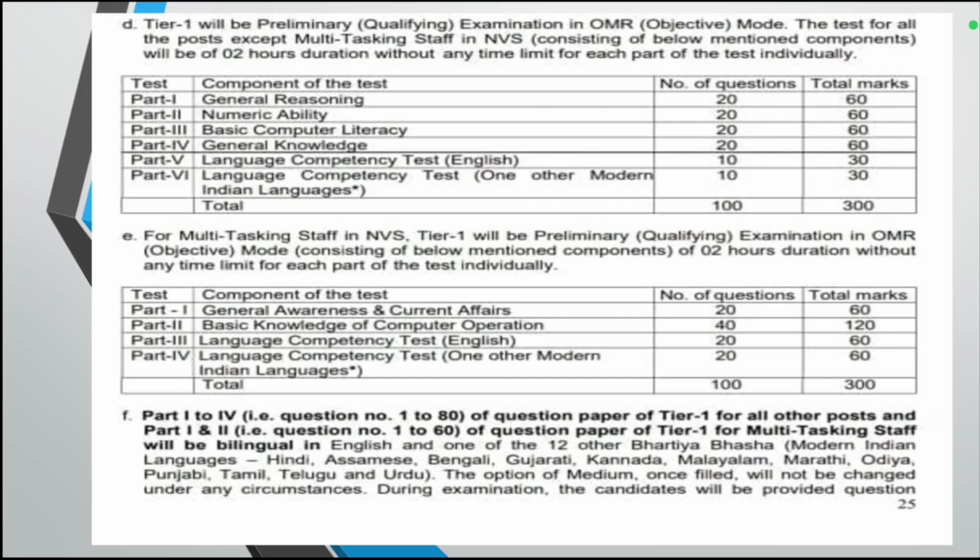As you all know, the written test will be of two tiers. In the first tier, we have different syllabi. For teaching staff, they have given six components, and for non-teaching staff, meaning multitasking staff in NVS, they have given four components. Let us start the series with the common component.